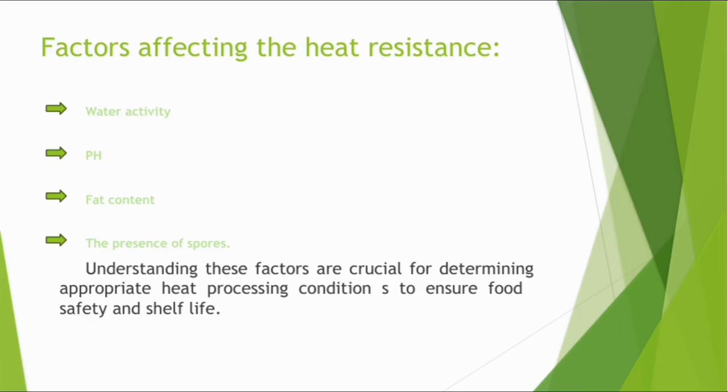Then there's fat content. Higher fat levels can actually protect bacteria from heat, making them harder to eliminate. Lastly, the presence of spores is a critical factor. Spores are particularly resistant structures, and their presence can significantly influence how we approach heat processing. Understanding all these factors is crucial because it helps us determine the right heat treatment conditions. This ensures that our food is safe to eat and maintains a good shelf life. Keeping these points in mind allows us to optimize our processes and deliver safe, high-quality products.